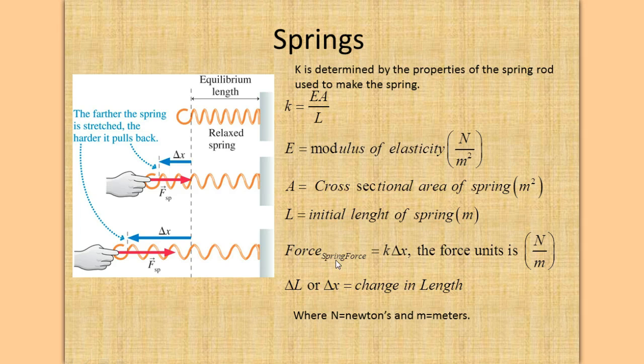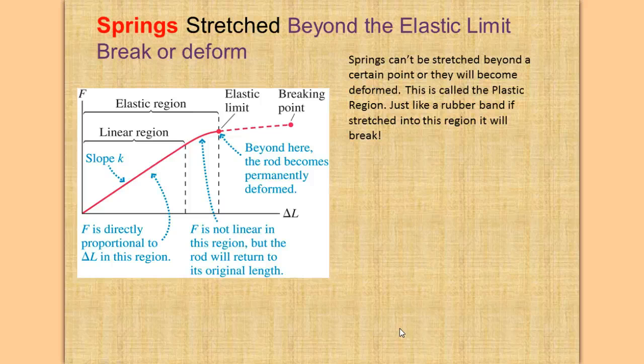And the spring force is equal to k times delta x. And the units of k are newtons per meter. Delta L or delta x is equal to the change in length pulled past the equilibrium point, where N equals newtons and m equals meters.